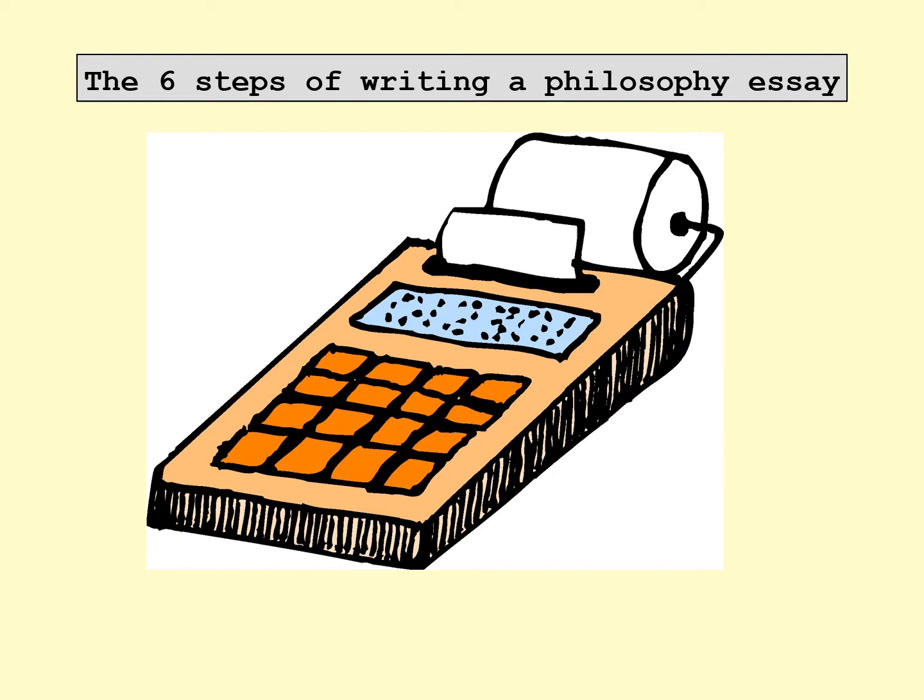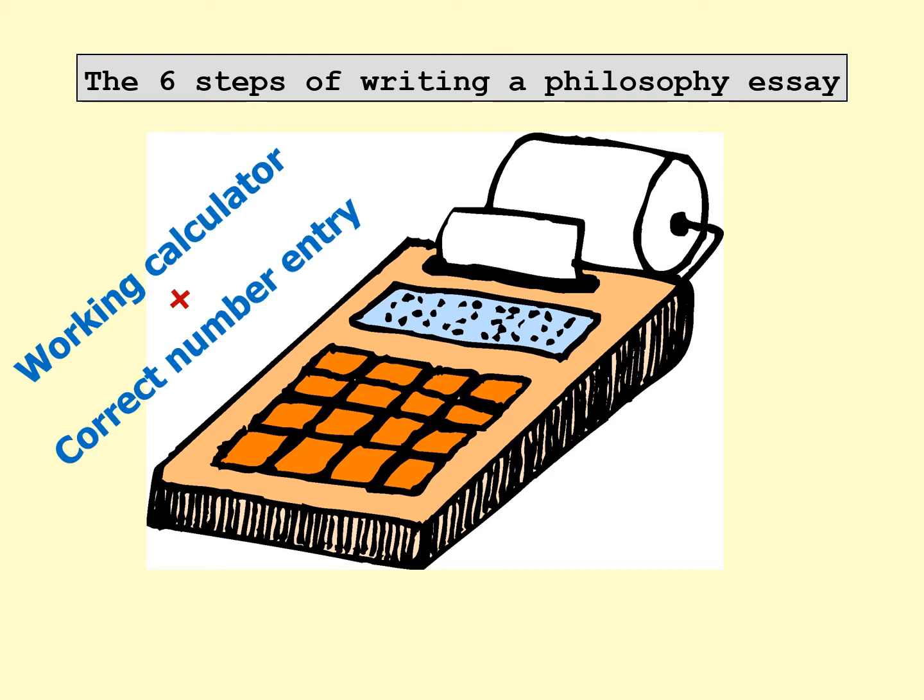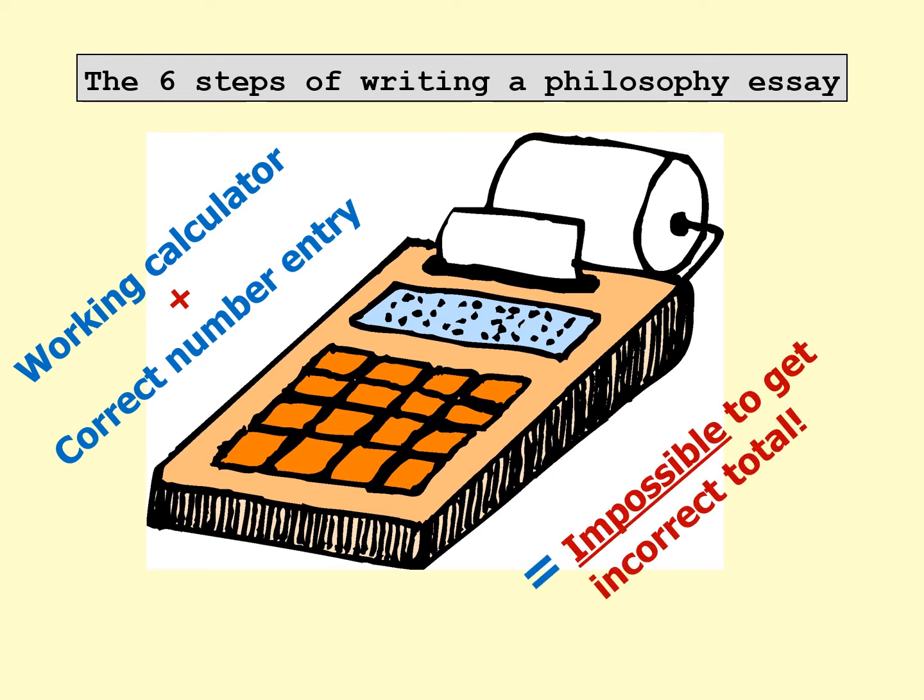In order to find out exactly how much you spent in total, you need two and only two things. One, that you enter the numbers correctly, and two, that your calculator is working. One without the other is useless to you. The only way of guaranteeing that you get the correct result is a working calculator and correct entries. And if you have both, it's impossible to get incorrect results.